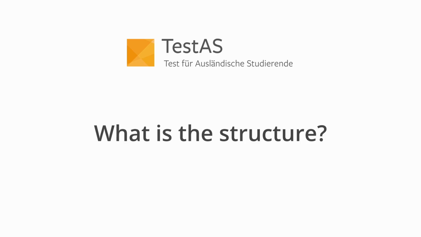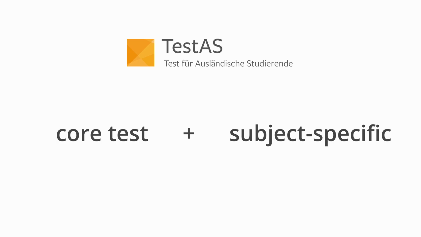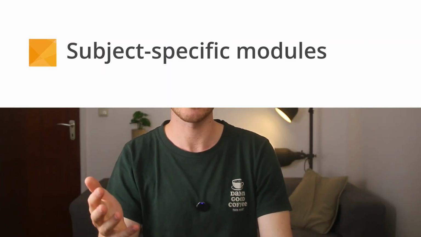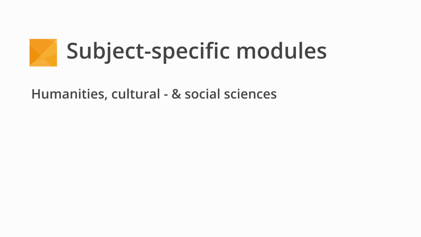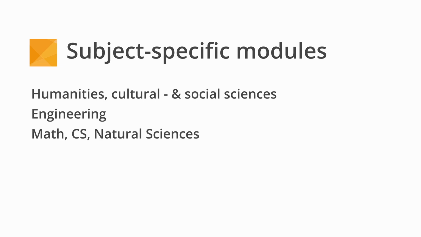What is the structure of the test? So you have a core test, which measures general cognitive abilities, and then a subject-specific module, which tests the skills that you need to be successful in a certain study degree. You can choose between humanities and cultural and social sciences, engineering, math and computer science and natural sciences, economics, medicine, and life sciences. So these are the different 6 modules you can have in addition to the core test.